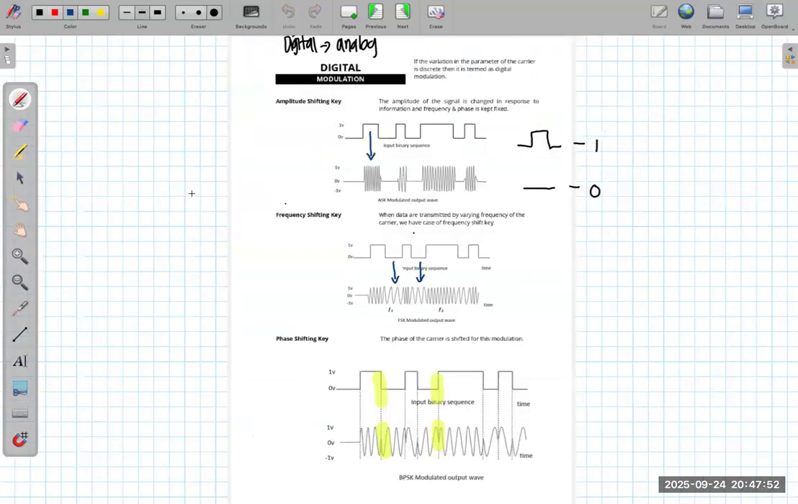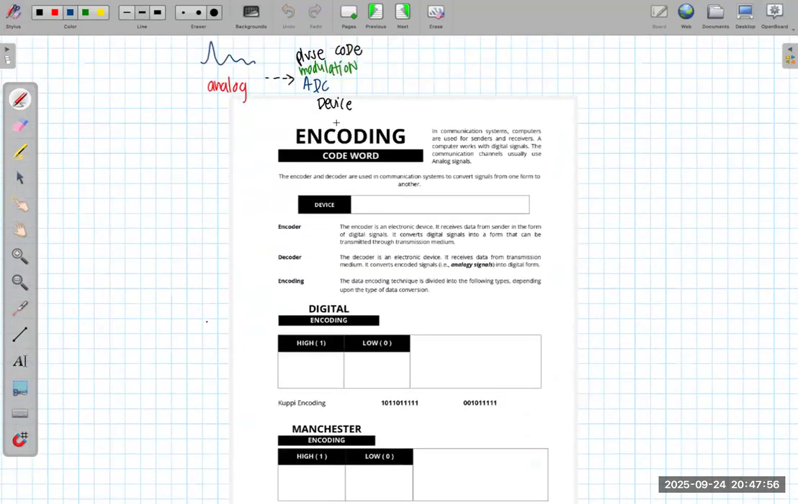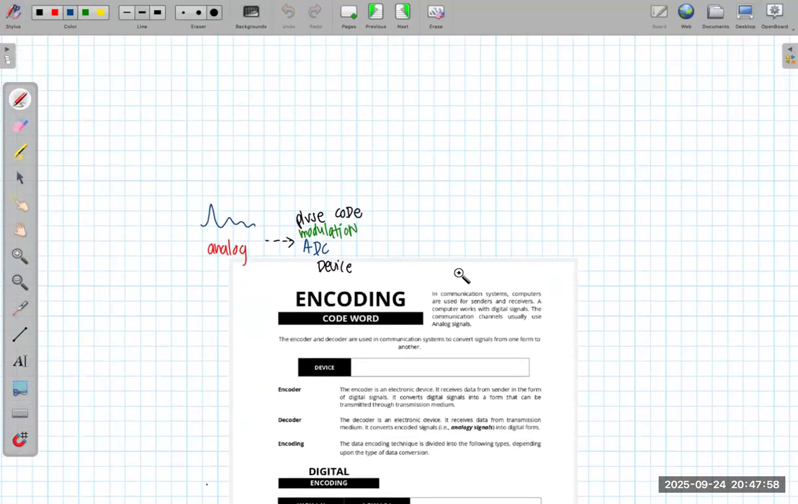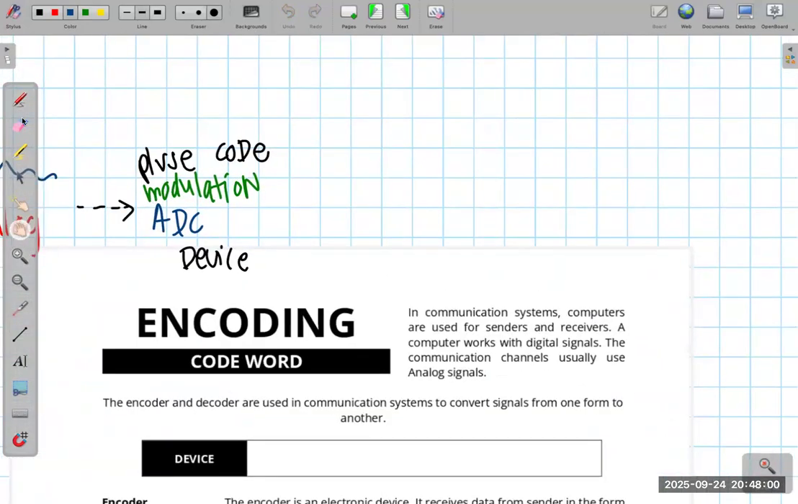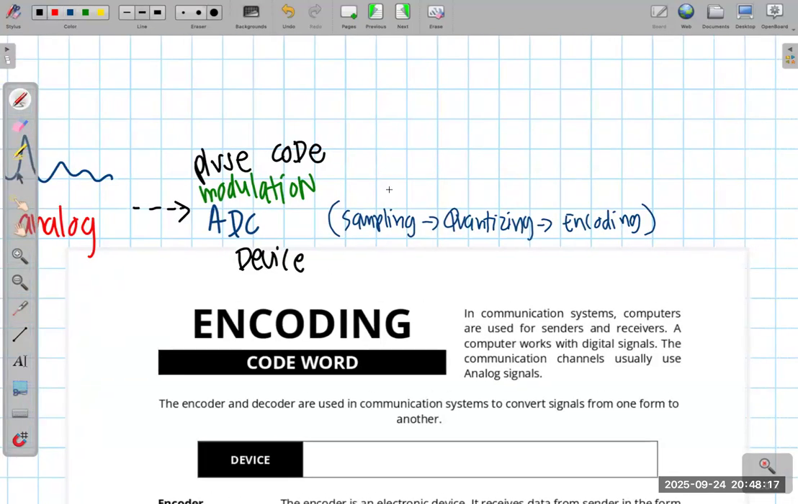Once you convert it, it goes through a three-step process. Number one, sampling. Number two, quantizing. And number three, encoding. And then you have the digital signal.